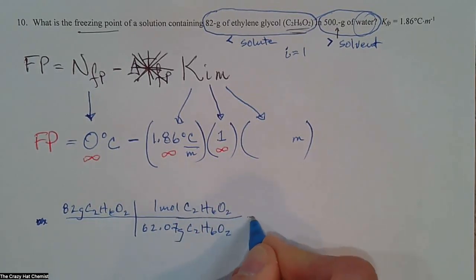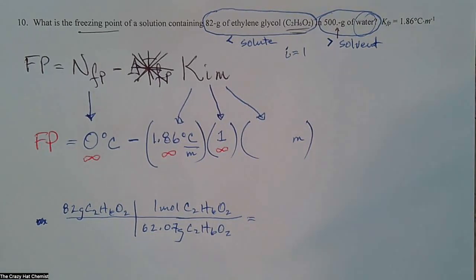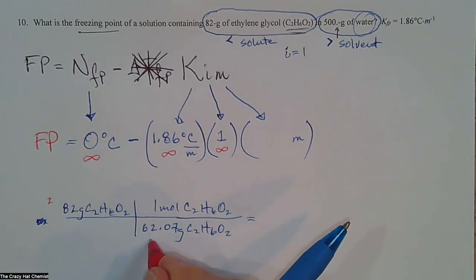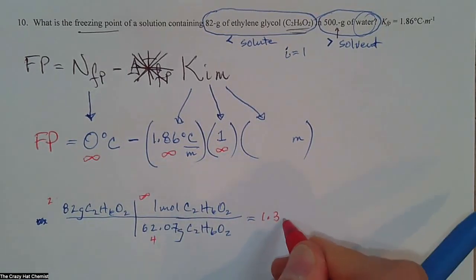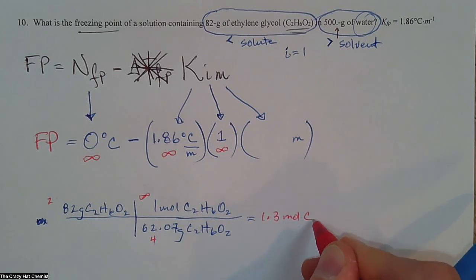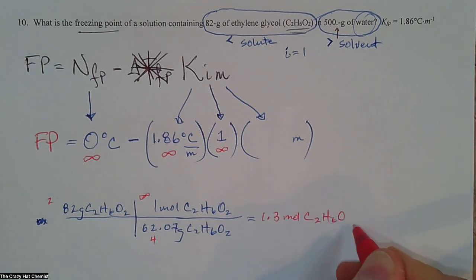C2H6O2. So I'm going to plug this into my calculator. I have 2 significant figures, 4 significant figures, and an infinite number of significant figures. So the number that I get in my calculator is 1.3 moles of C2H6O2. And that's the moles of the solute.